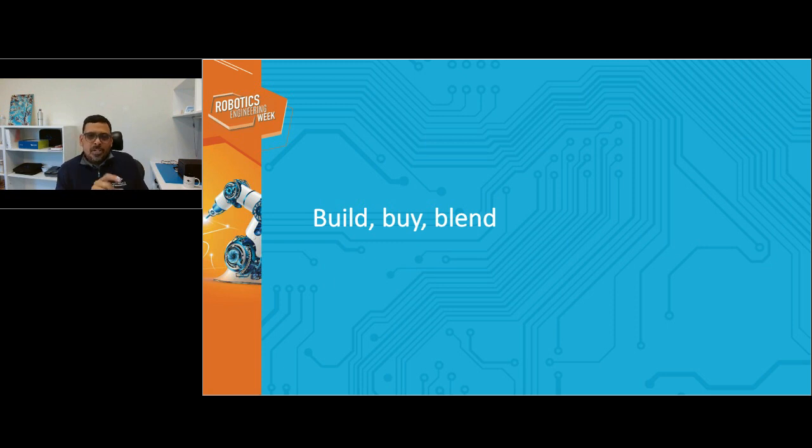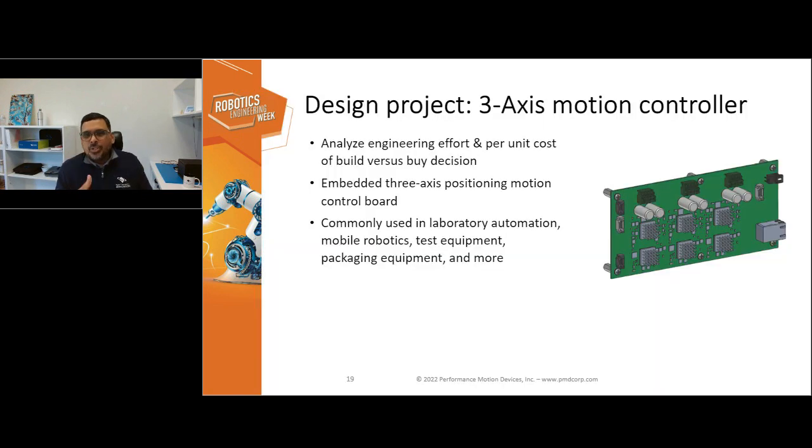A pretty typical question we get is build versus buy. And we added this thing called blend: do you build your own card and your own controller and motion control, versus buying it off the shelf, versus having a hybrid approach? So to look at this, we said, okay, let's take a design example. Let's take a 3-axis motion controller, right? So we went through an effort.